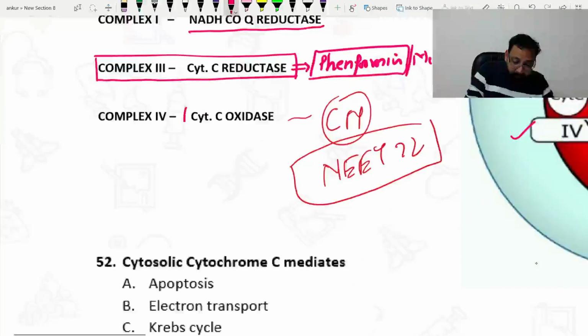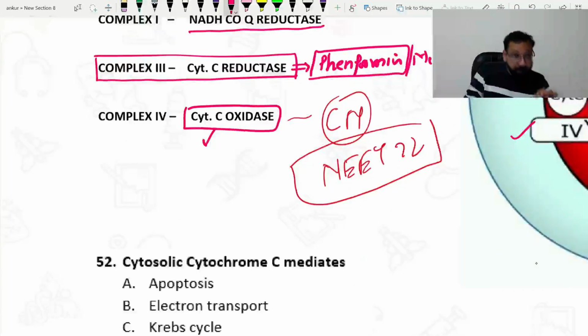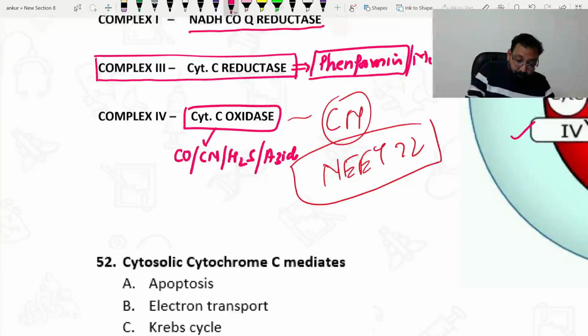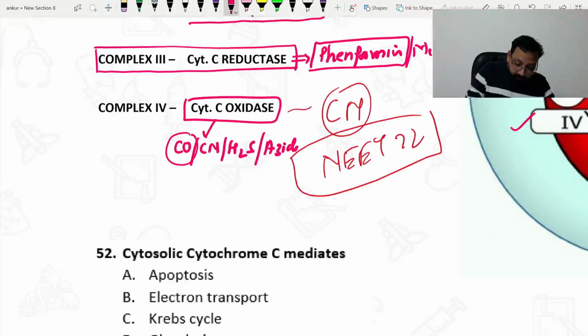Cytochrome C oxidase, multiple time question. You must remember their inhibitors: carbon monoxide, cyanide, H2S, azide. In this, most frequently questions are asked on carbon monoxide and cyanide.